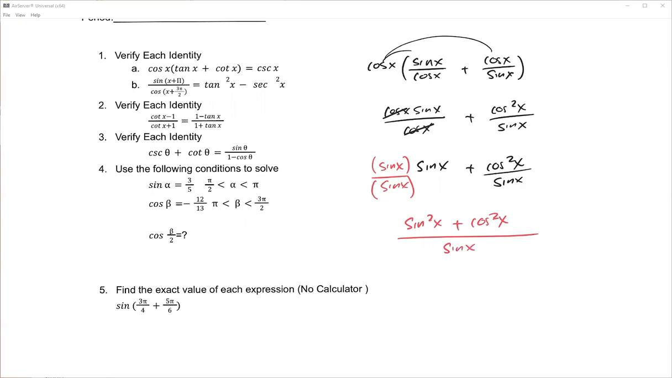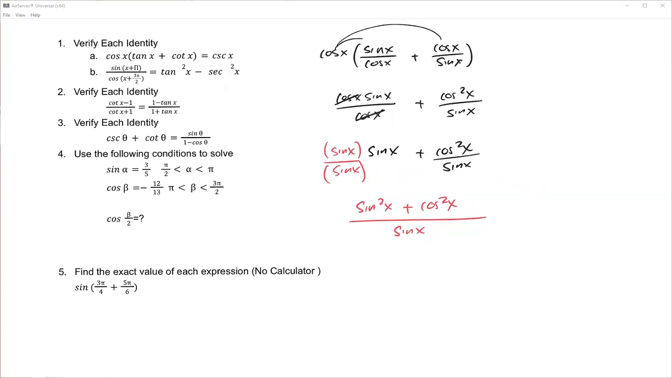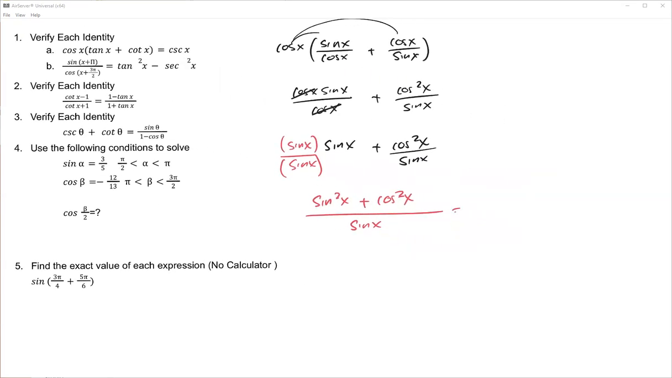And sine squared x plus cosine squared x is 1. So this equals 1 over sine x, which is then equal to cosecant x. All right.